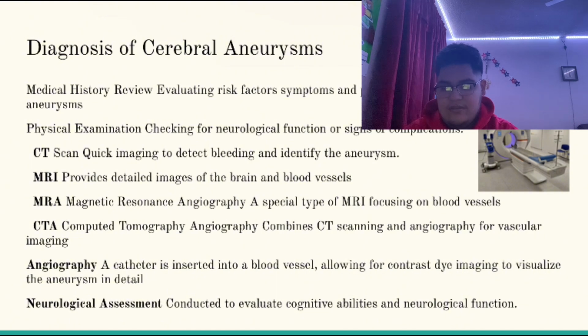angiography for vascular imaging. Angiography uses a catheter inserted into the blood vessel, allowing contrast dye imaging to visualize the aneurysm in detail, and a neurological assessment can be conducted to evaluate cognitive abilities and neurological function.